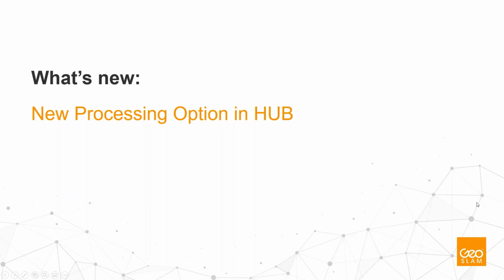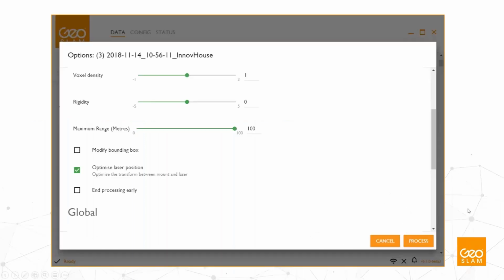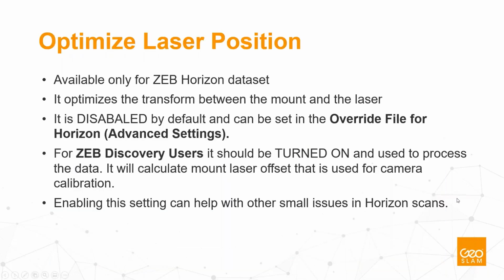Second thing that I wanted to make sure you are aware of, as it's not surprising, there is a new processing option in Hub. It has been added to the local part of SLAM, and it is only available for ZEB Horizon datasets. That is specifically for ZEB Horizon systems. It's optimized laser position, and it is optimizing transformations between the mount and laser, as it is shortly described here. To summarize, it is improving the transformations between the mount and laser.